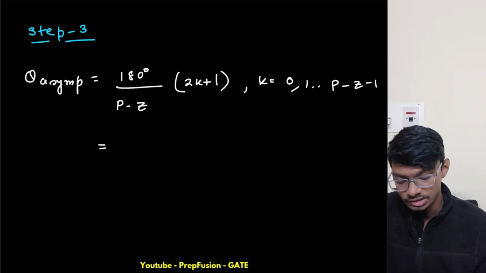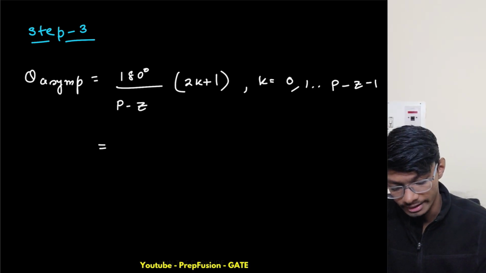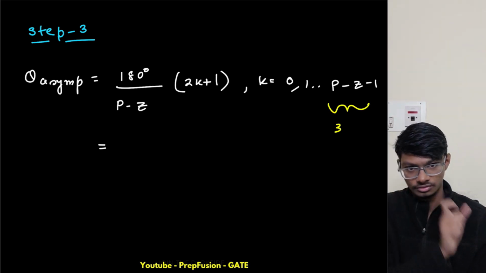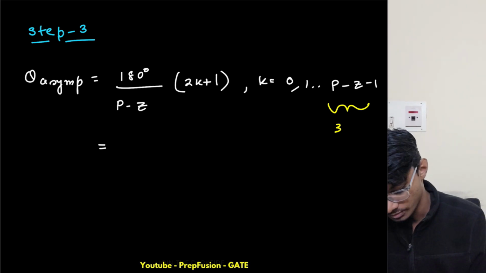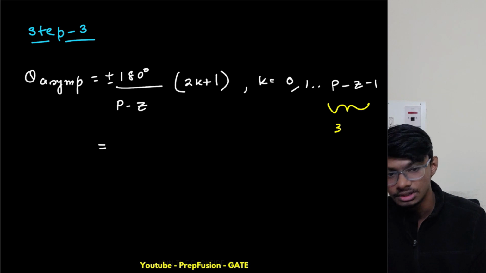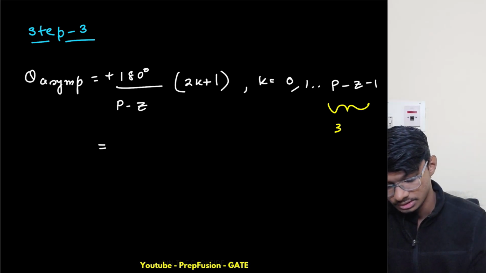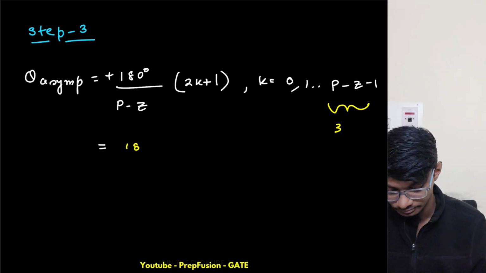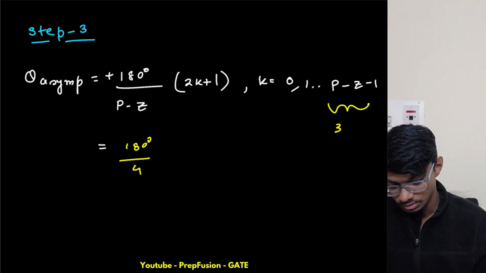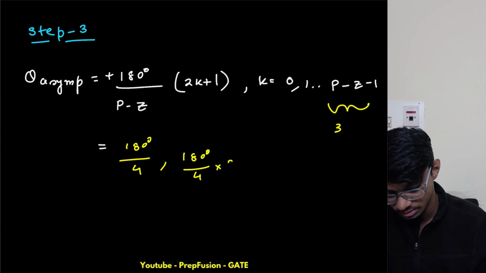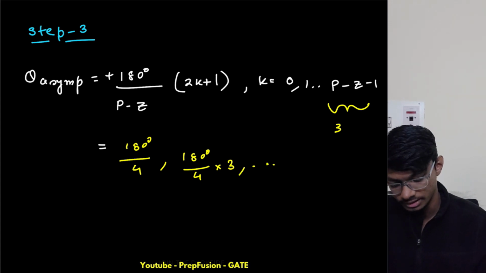So let's put the values of K. How many do I have? This is 4 minus 1, which is 3. So 0, 1, 2, 3, that is 4 asymptotes. You can write as plus minus, but we'll only take the plus. So the first one will be 180 by 4, and the next one will be 180 by 4 into 3, not 2, sorry, 3, and like this it will go on.